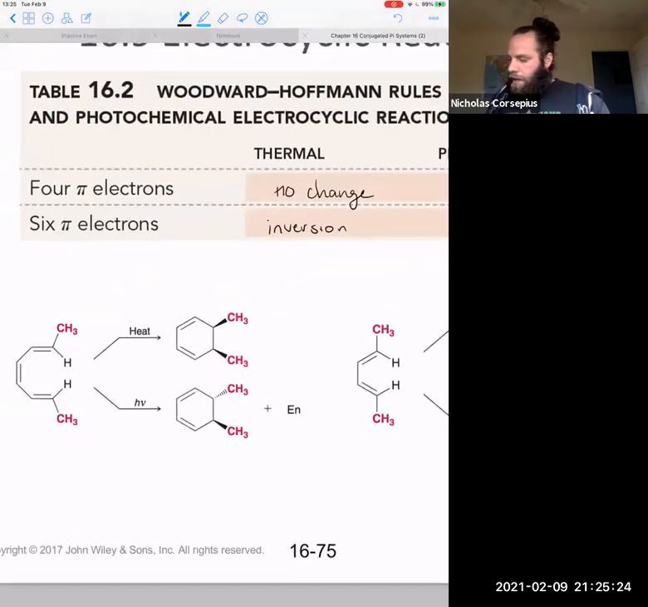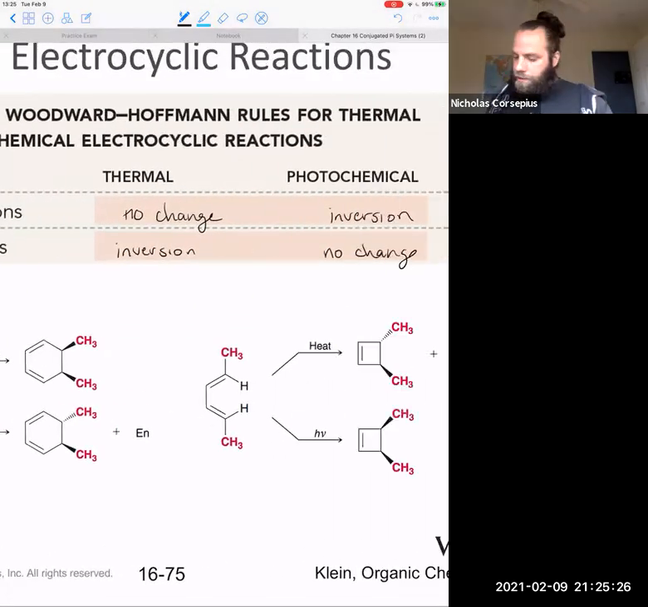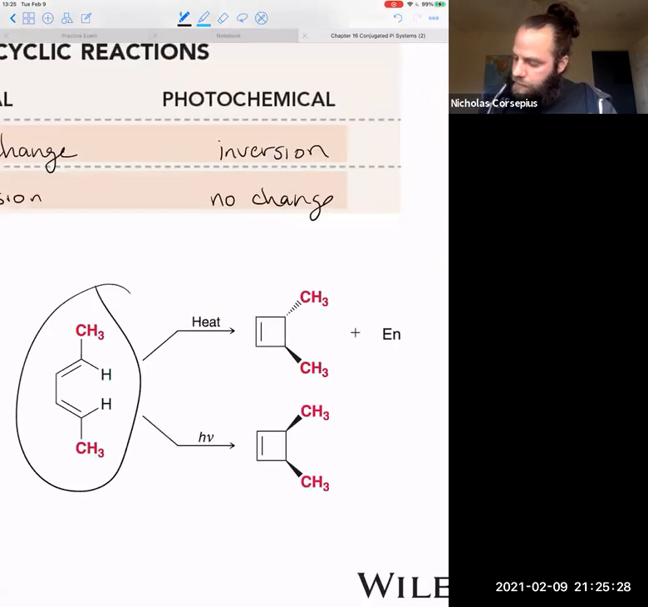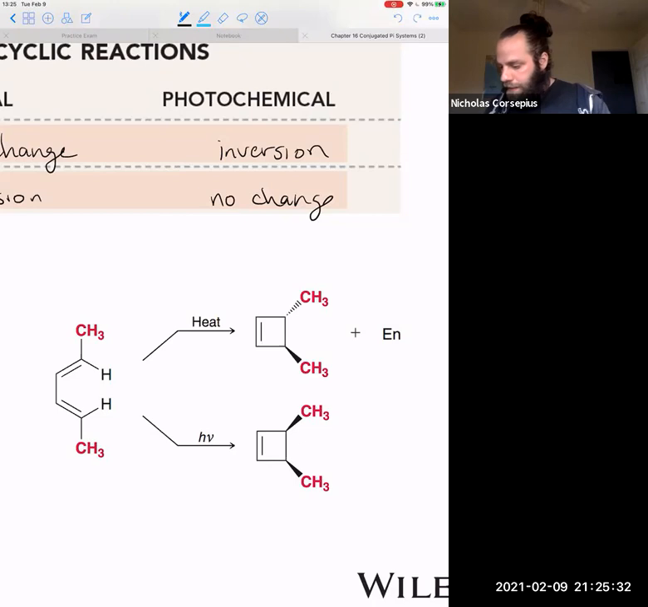Okay, so we're doing a 4-membered ring, so let's just focus on this. Everybody take a second, do it on your own. Tell me if this compound is going to be cis-like or trans-like. Trans-like.